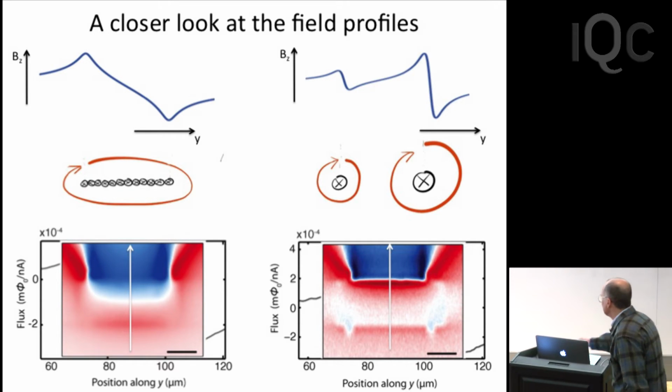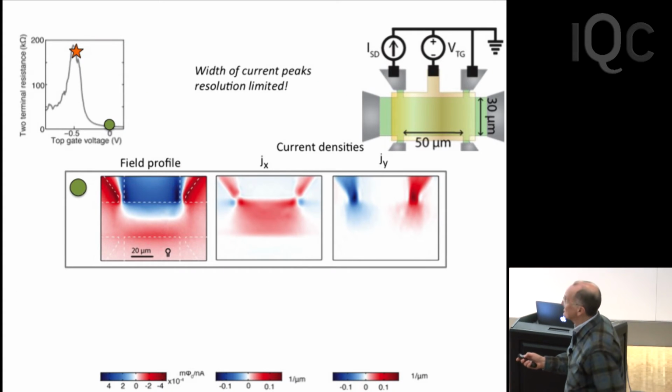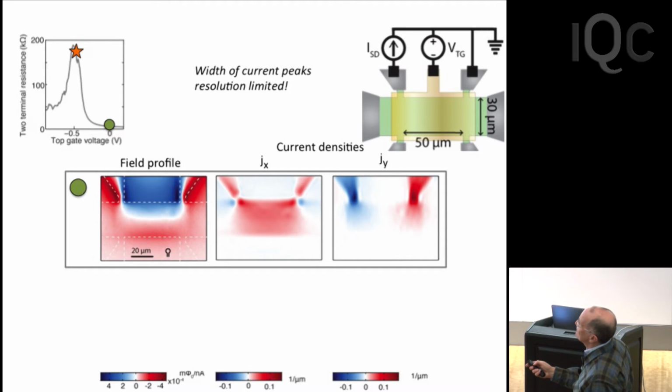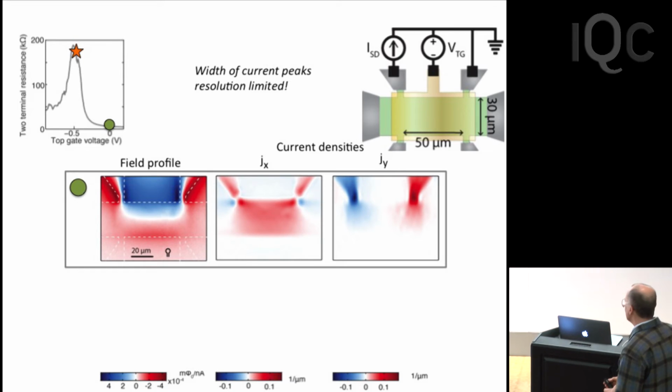It's somewhat more intuitive to do this inversion I was telling you about. So here on the left-hand side is a field profile. In the middle is the component of the current in the x direction, the horizontal direction, and on the right is the component of the current in the y direction. This is with the Fermi level in the conduction band. So the current goes down, it goes across, and then it goes up. But the going across is again fairly uniform in the sample.